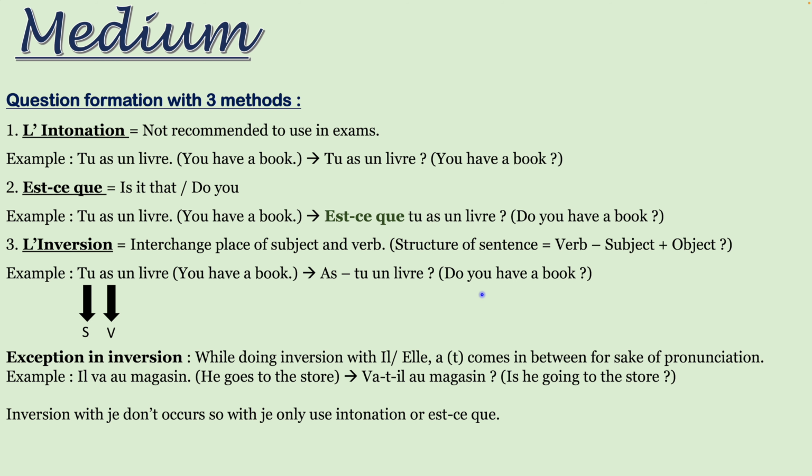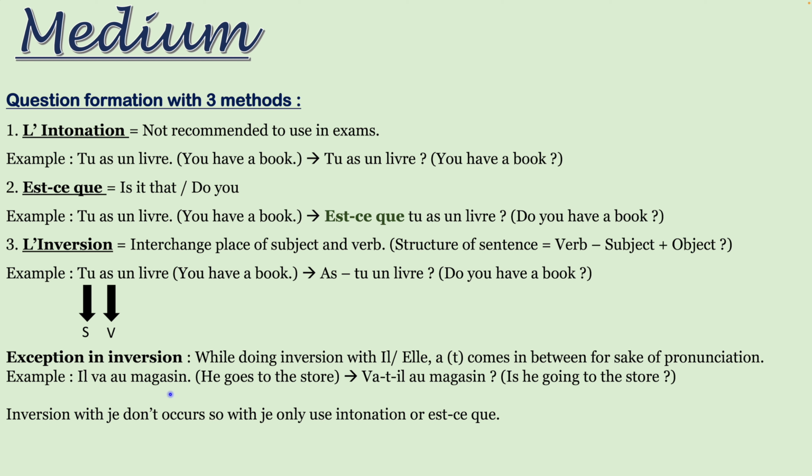Now there are certain exceptions in this rule. The first exception is while doing inversion with "il" or "elle", a "t" comes in between for the sake of pronunciation. Because in French we have a rule that two vowels can never come together. There has to be something in between. So here in this inversion we have a "t" in between two vowels, right?